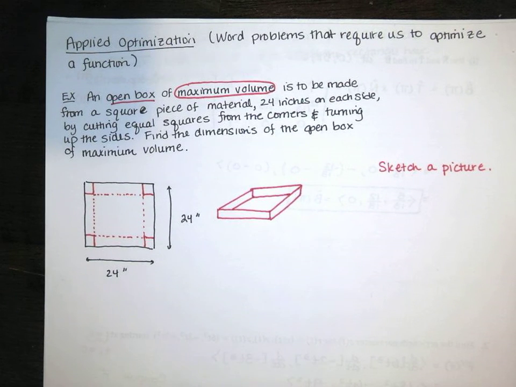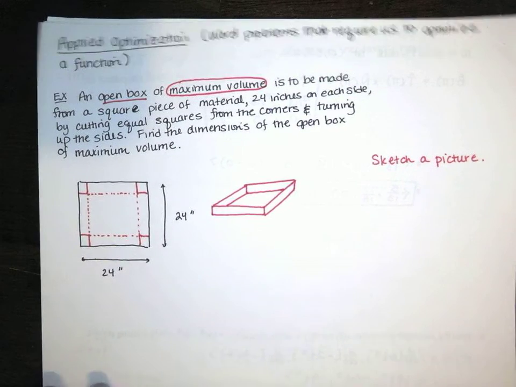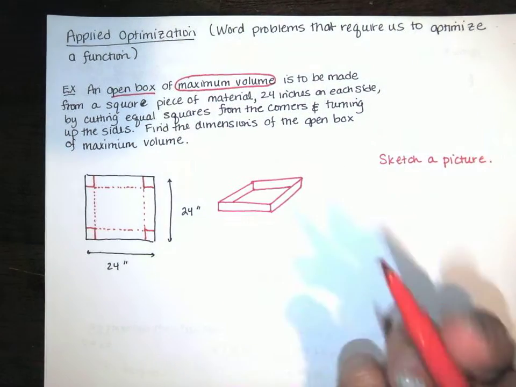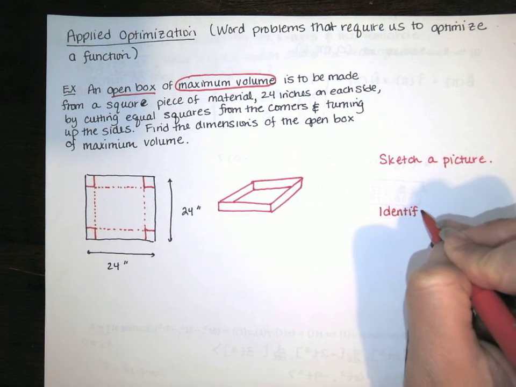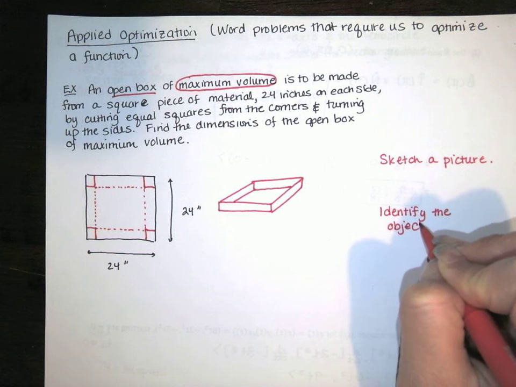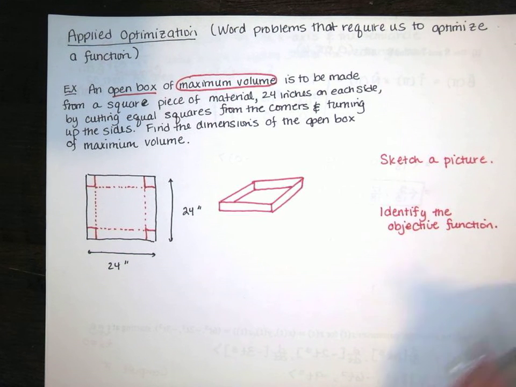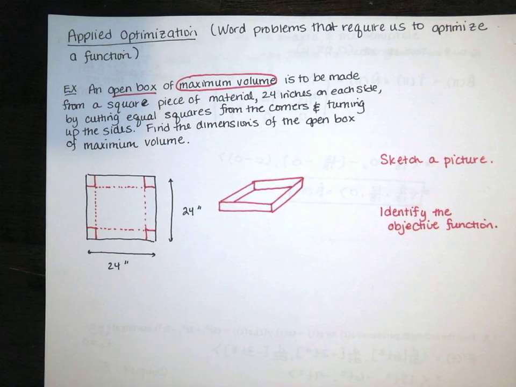So the first thing we did was we sketched a picture. We've labeled everything here, and now we want to identify what's called the objective function. Our textbook calls this the primary equation. In my studies of optimization, the function that we're optimizing is called the objective function. So I'm going to use that term, objective function. But it's the same as the primary equation referred to in your textbook.